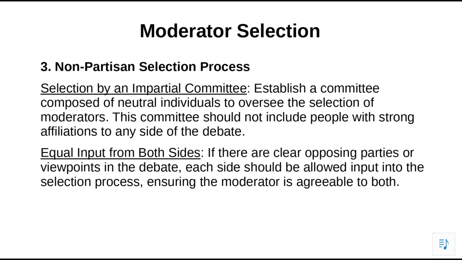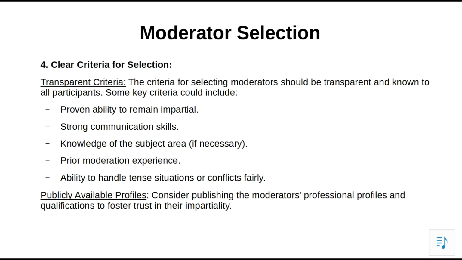3. Nonpartisan selection process. Selection by an impartial committee. Establish a committee composed of neutral individuals to oversee the selection of moderators. This committee should not include people with strong affiliations to any side of the debate. Equal input from both sides. If there are clear opposing parties or viewpoints in the debate, each side should be allowed input into the selection process, ensuring the moderator is agreeable to both.